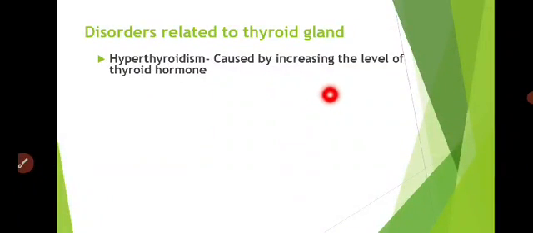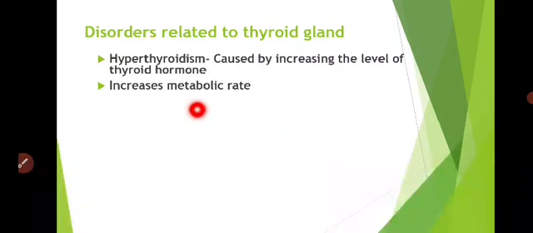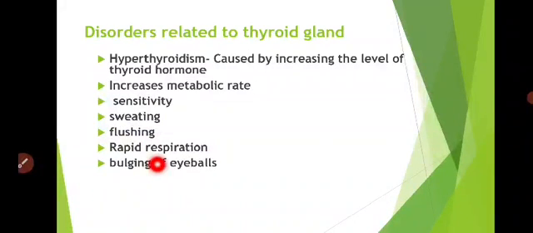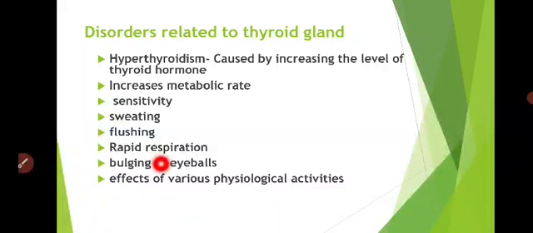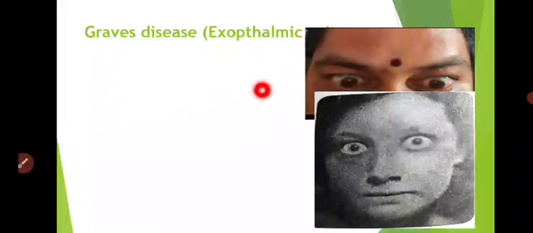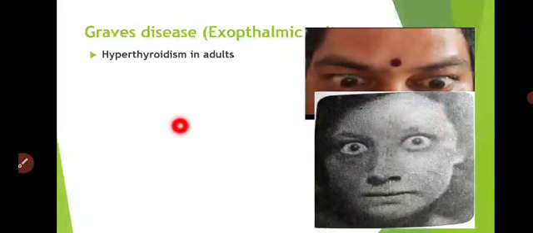Hyperthyroidism, that is an increase in the level of thyroid hormone, is called hyperthyroidism. It increases the metabolic rate. The person shows sweating as well as flushing, rapid respiration and bulging of eyeballs. It affects various physiological activities. This is called Graves' disease or exophthalmic goiter.